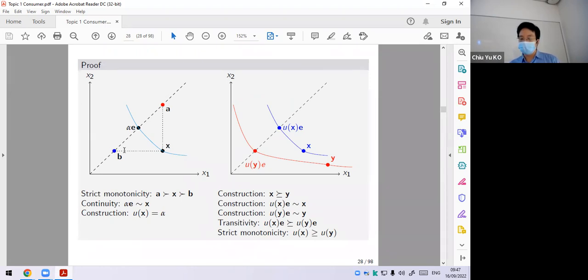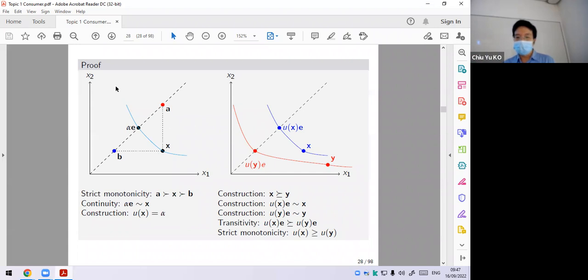Under strict monotone preference, B is worse than X, right? A is better than X, right? And by continuity, and also by the difference of preference, there must be something in the middle that's indifferent. Because if you keep going, you cannot suddenly flip. This is the idea of continuity. There must exist somewhere in the middle the alpha E. And that alpha is what we call the utility number.